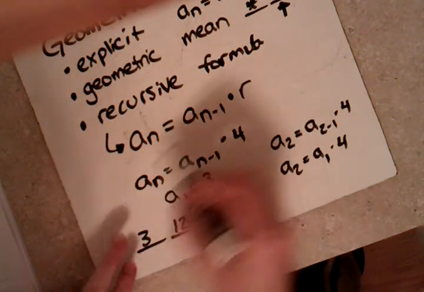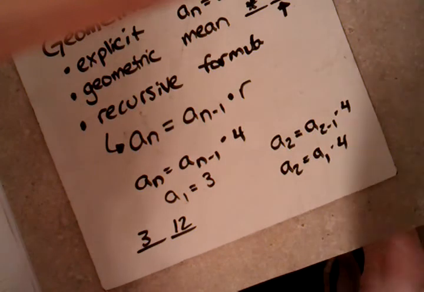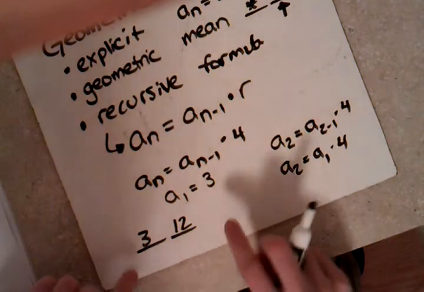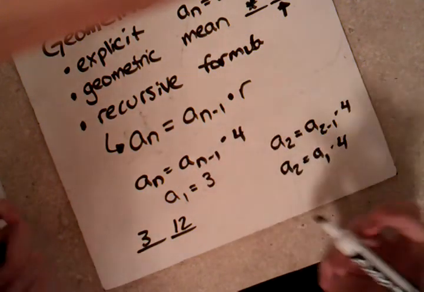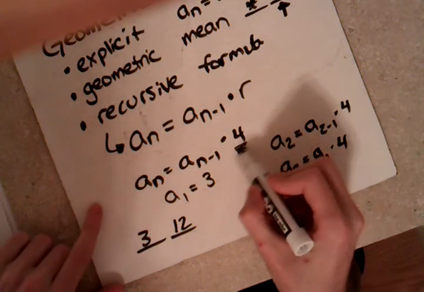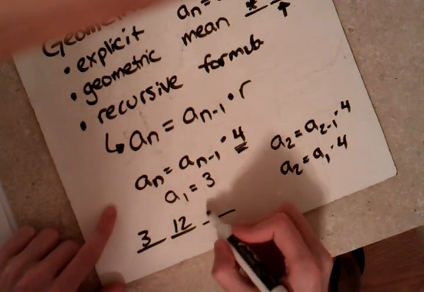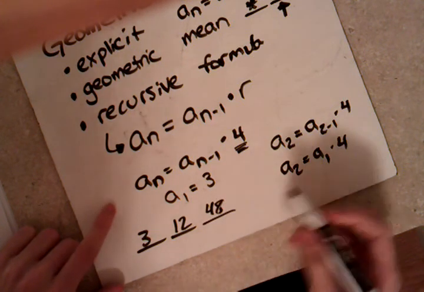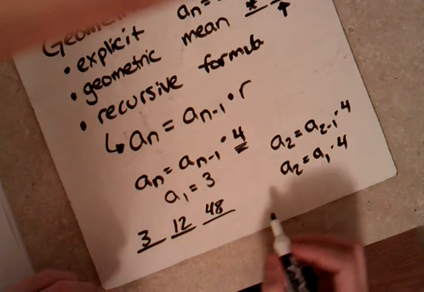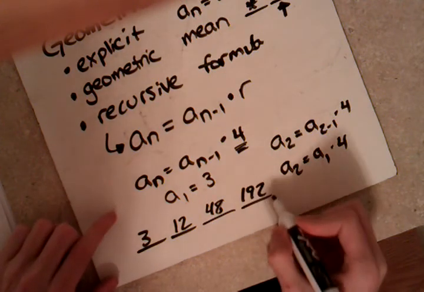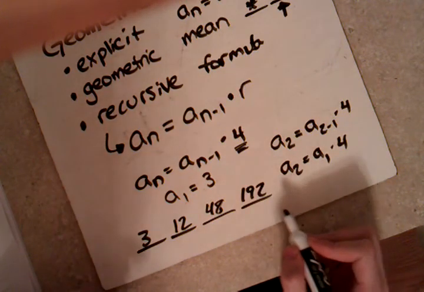So don't get fooled by the notation. It's not saying anything mystical. It's just saying that take the number before it and multiply by 4. In other words, they're telling you the common ratio there. So if you're going to do the next one, we'll multiply 12 by 4. That would be 48. We'll multiply that by 4 again, and you'd get 192, I think. Hopefully I did my math correctly.